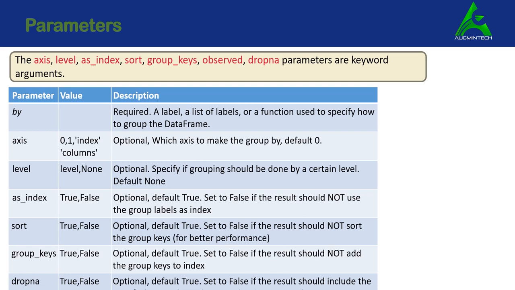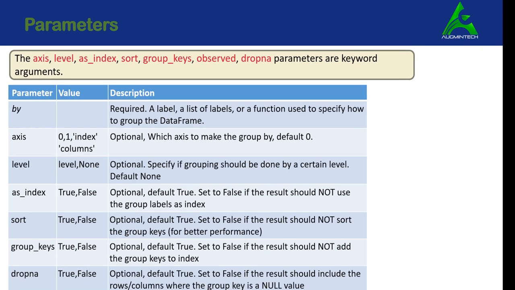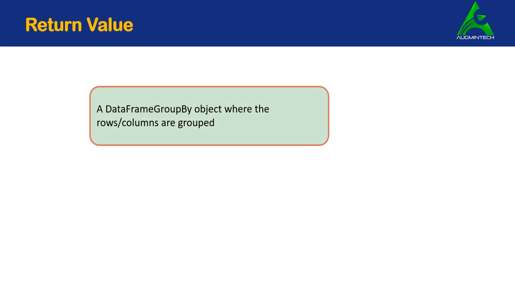Then we have group keys, to which we can specify the value as either true or false, and it is optional. Default here is true. Set to false if the result should not add the group keys to index. Then we have drop NA, which would take the value true or false, and it is optional. Default is true. It could be set to false if the result should include rows or columns where the group key is a null value. Now let's see what is return value. A data frame group by object where the column or rows are grouped is the return value.